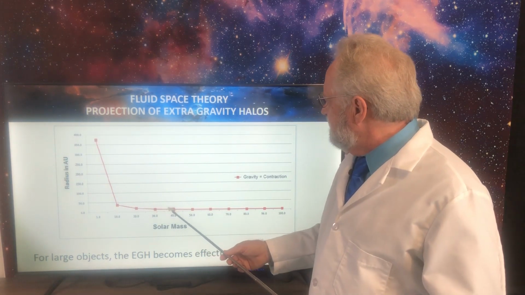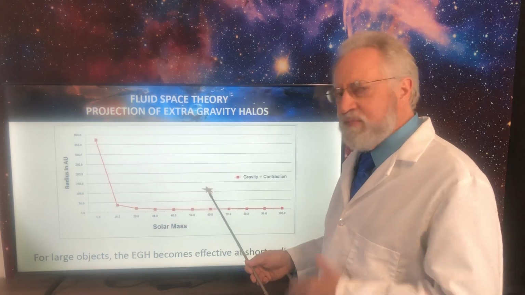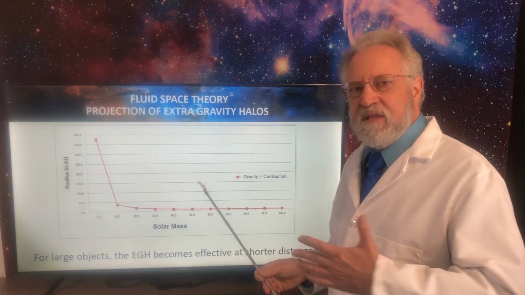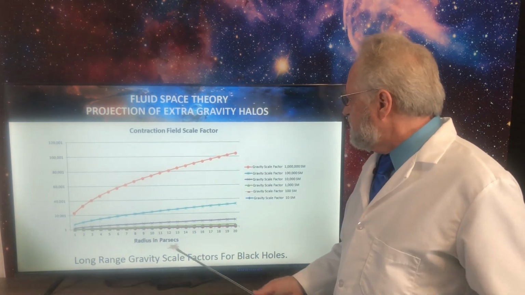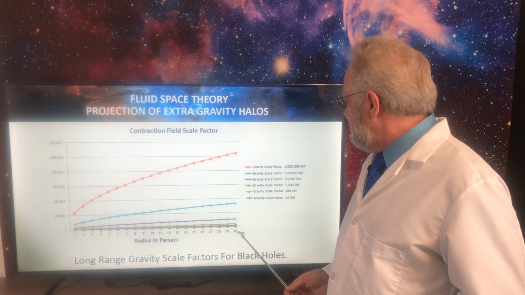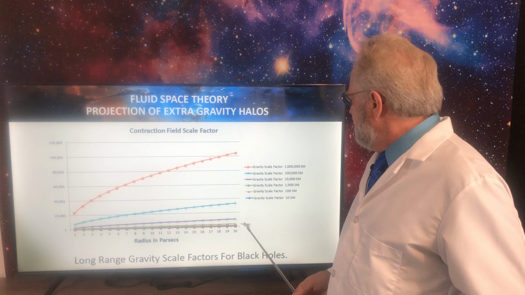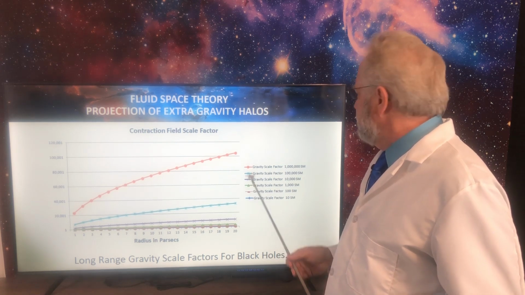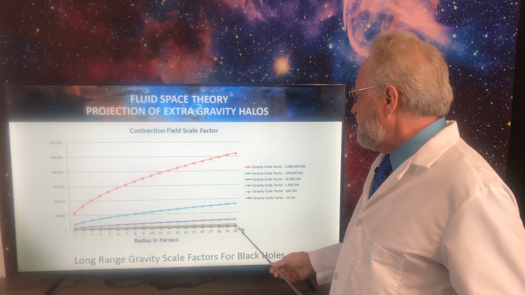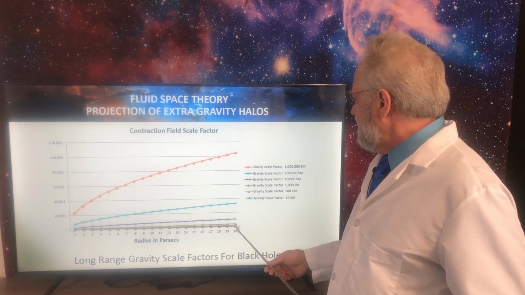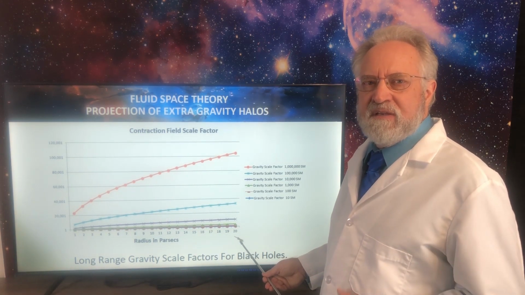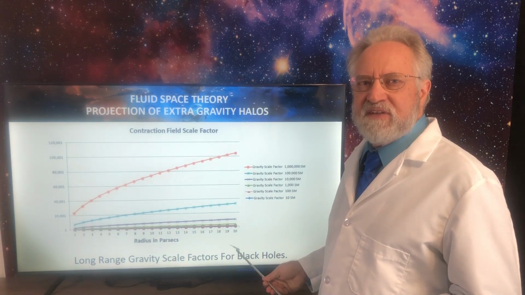As the star gets bigger, the crossing point, the point where the scale factor equals 2, becomes closer and closer and closer in toward the star. This is a long range chart that shows in parsecs the effective scale factor for bodies of 10 solar masses up to 1,000,000 solar masses. So as you can see, even up to 1,000 solar masses, out at 20 parsecs, you get a pretty flat scale factor. You don't get a big dark matter effect or extra gravity halo.